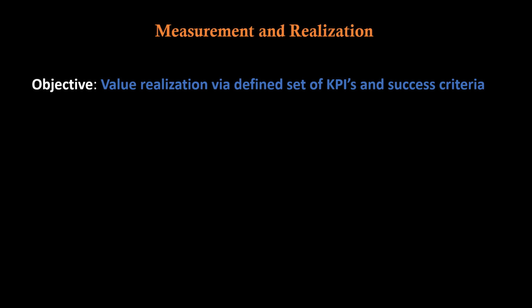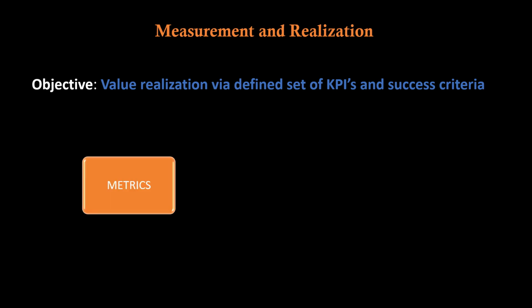The second pillar is measurement and realization, and the objective of this pillar is value realization via a defined set of KPIs and success criteria. So what are the key points? You need to start with the financial metrics that are readily observable. You need to limit key metrics to those that matter to the business, and you need to establish a cadence for continuous feedback and iterate on the metrics as you go.